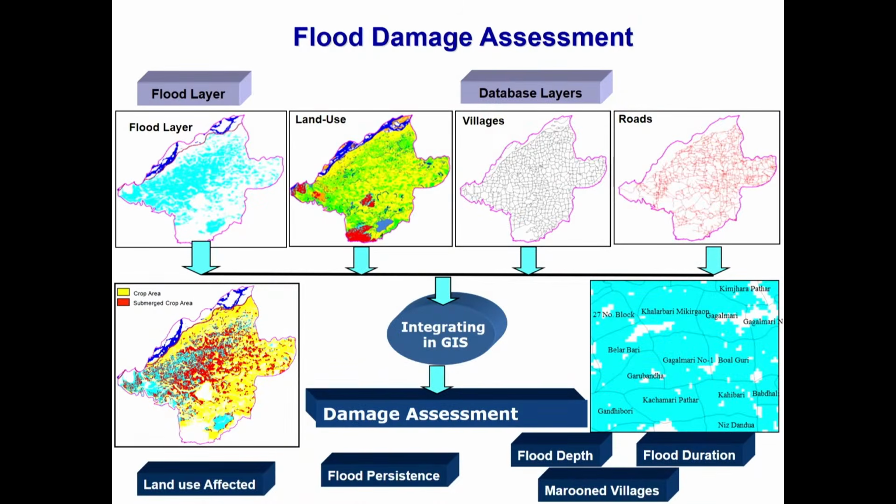So once from the satellite we have the flood hazard, we can extract the extent of the flood, we can extract the land use from the satellite images, and in our GIS, we have the administrative boundaries like villages, roads. We can integrate to find out the villages submerged, flood duration, flood persistence, land use affected, flood depth. So all this kind of information can be derived once you have the basic input of the flood hazard extent.